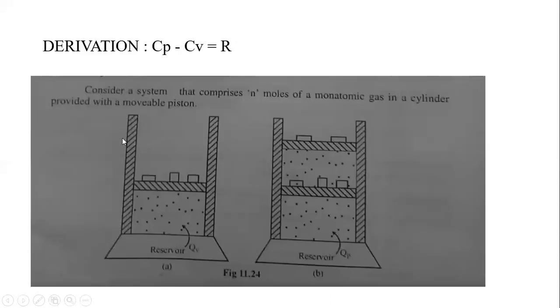In this derivation, we have to prove that Cp minus Cv equals R, that is, molar specific heat at constant pressure minus molar specific heat at constant volume equals the gas constant. To prove it, let's consider a system that comprises n moles of a monoatomic gas in a cylinder provided with a movable piston.